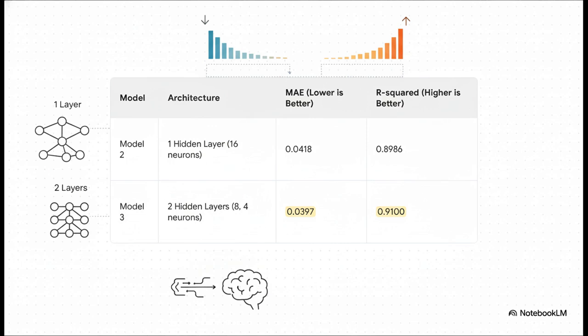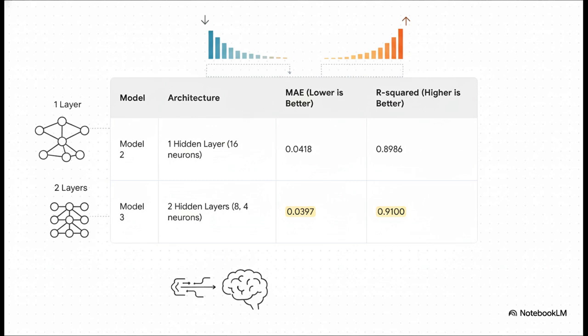Here we're comparing two different models. Model 2 has one layer and Model 3 has two. Now to judge them, we're using two key numbers. The first is mean absolute error, or MAE. That's basically the average amount our prediction was wrong by. So for that one, lower is better. The second is R squared. That tells us how much of the data's behavior our model can actually explain. For that one, we want to be as close to 1 as possible.